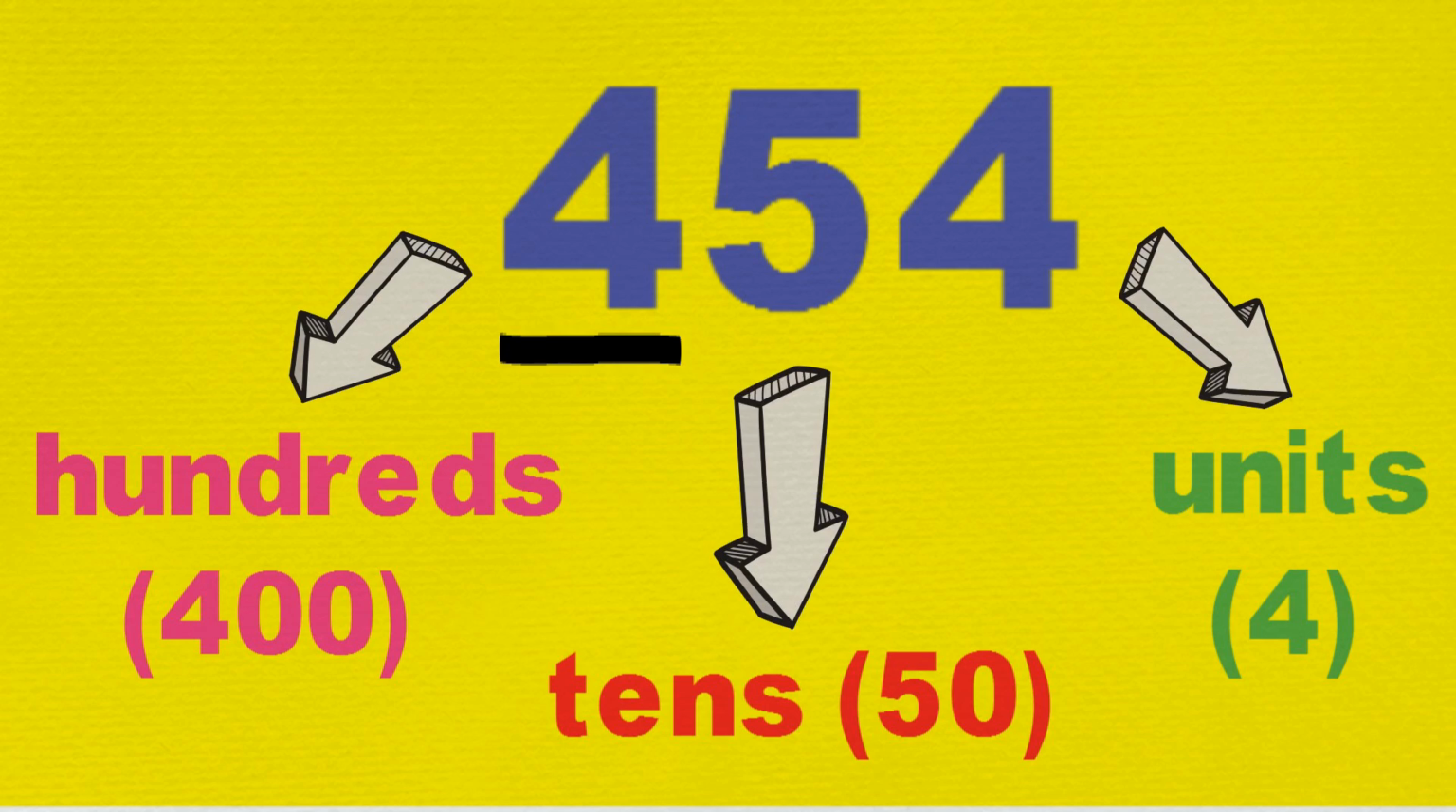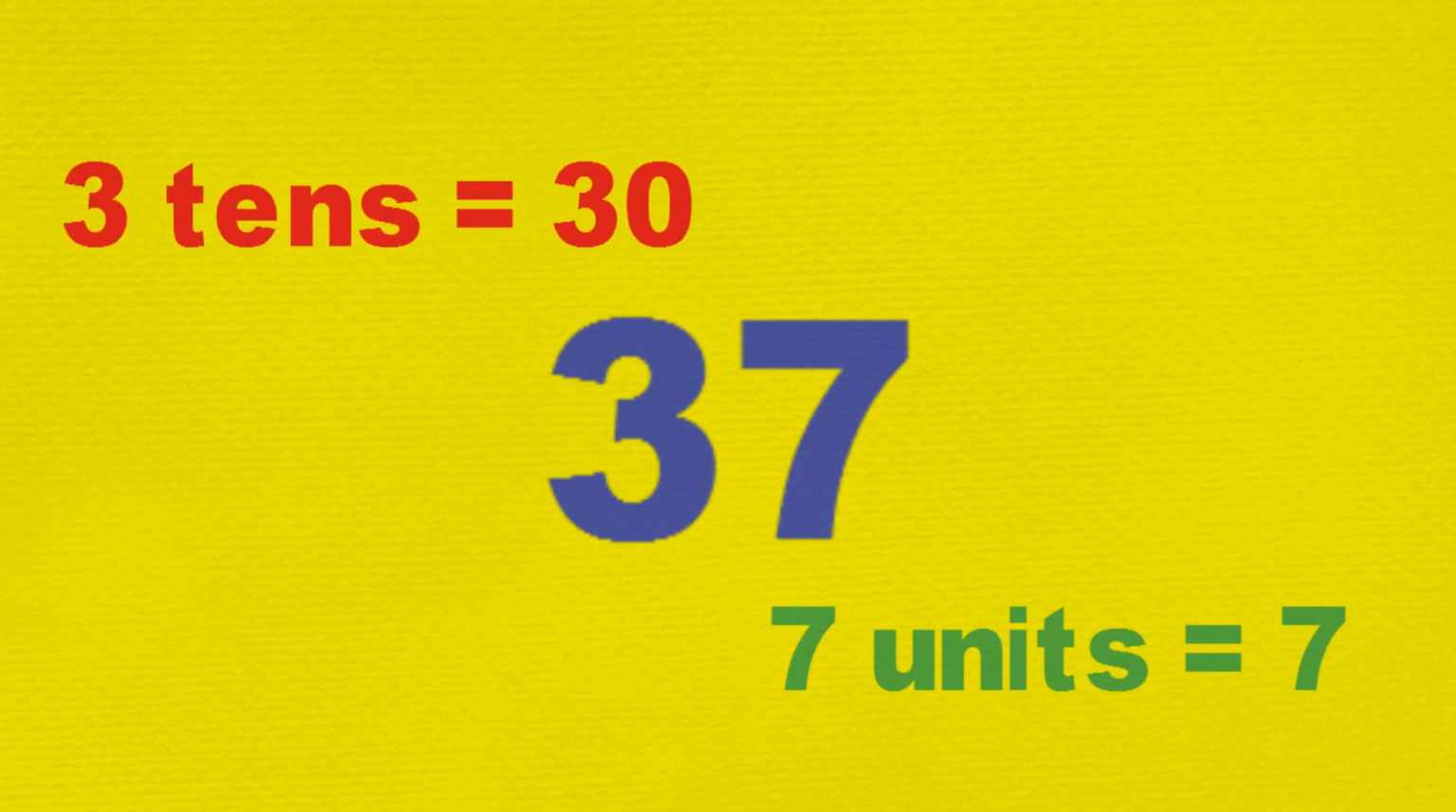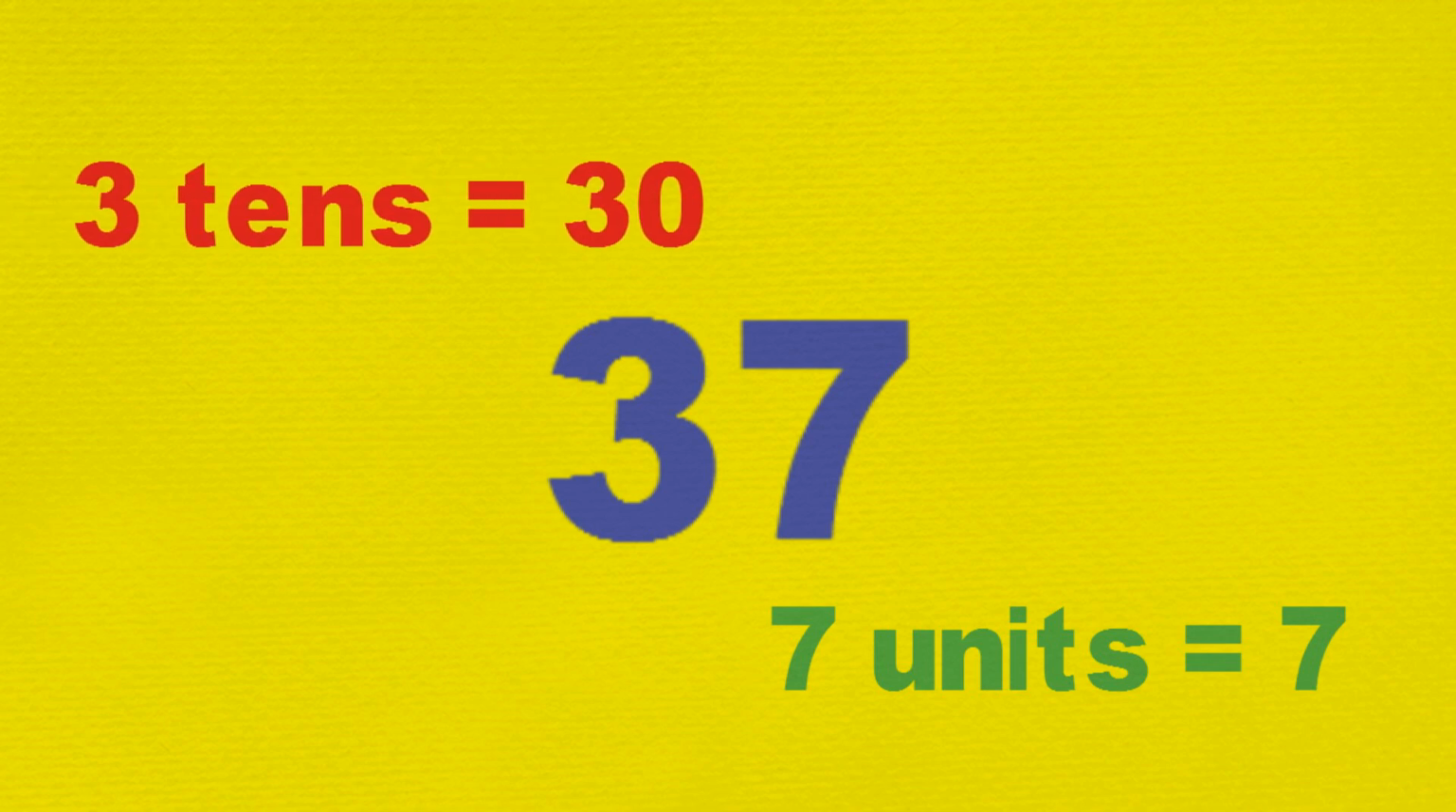Max continued, "Yesterday, we used the 2-digit example of 37. The 7 is in the units position, so it has a value of 7 units. That is 7. The 3 is in the tens position, so it has a value of 3 tens, that is 30. So together, this 2-digit number has a value of 37.